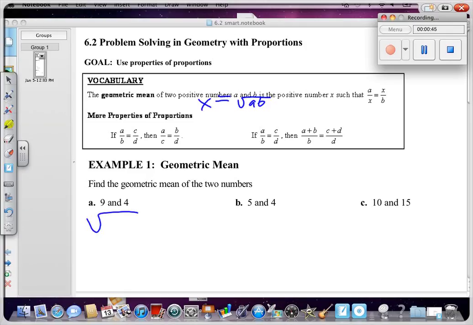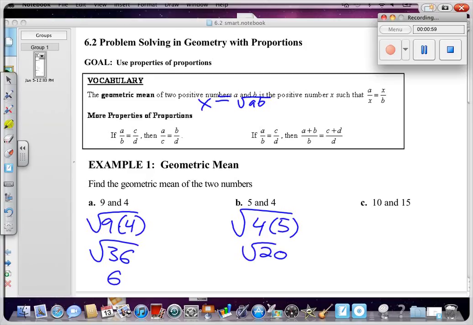What is the square root of 9 times 4? We get the square root of 36, which is 6. Okay? All right. What is the square root of 5 times 4? We get the square root of 20, approximately 9. Okay, so I'm going to show you the way to do it where it's not approximately.